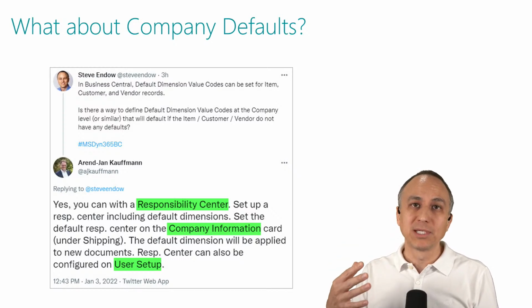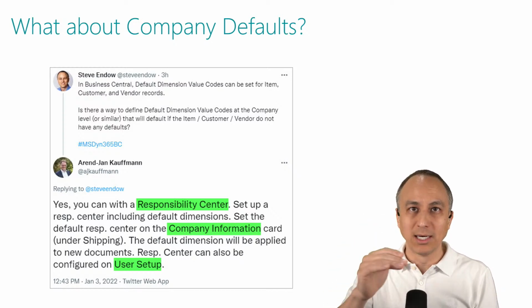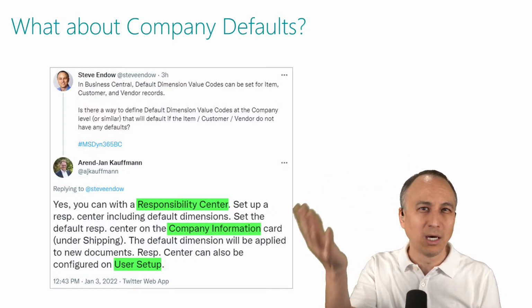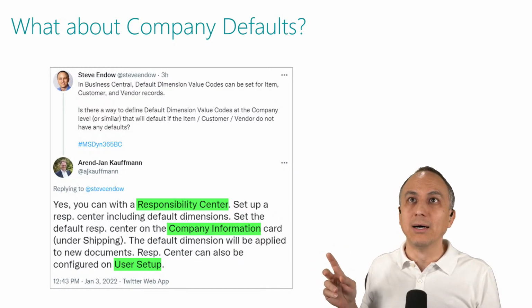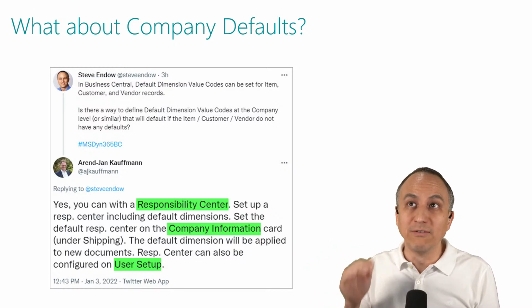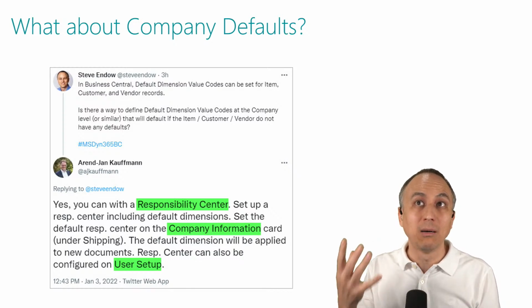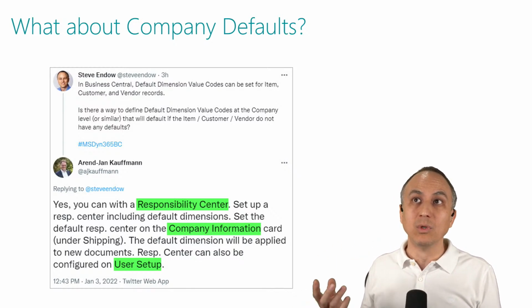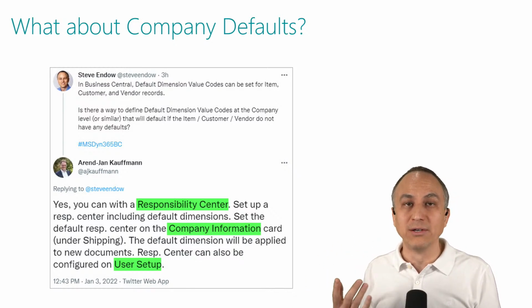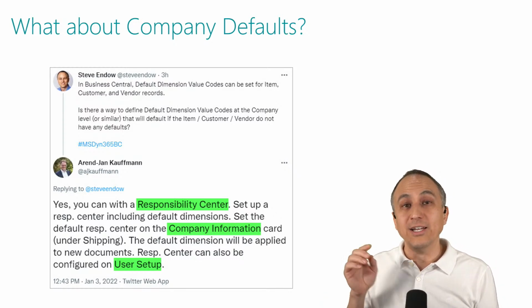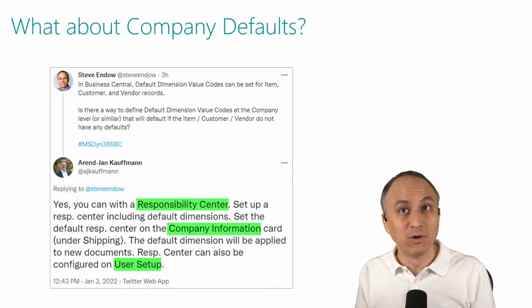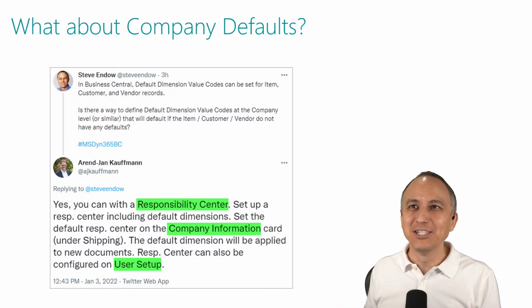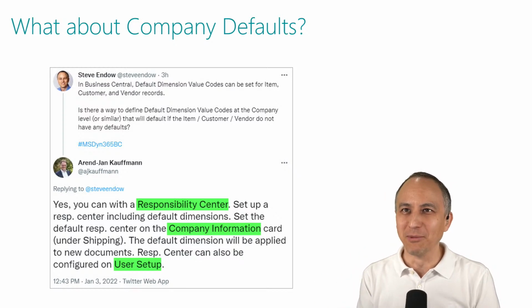So in my simple scenario, I was thinking item, customer, and company. Where could a company default come from? And so I asked on Twitter about this. Is there a way to define default dimension value codes at the company level or similar that will default if the item or customer or vendor don't have any defaults? Initially, I got some responses like, no, I don't think so. I'm not aware of a way. But then AJ chimes in with a knowledge bomb here.